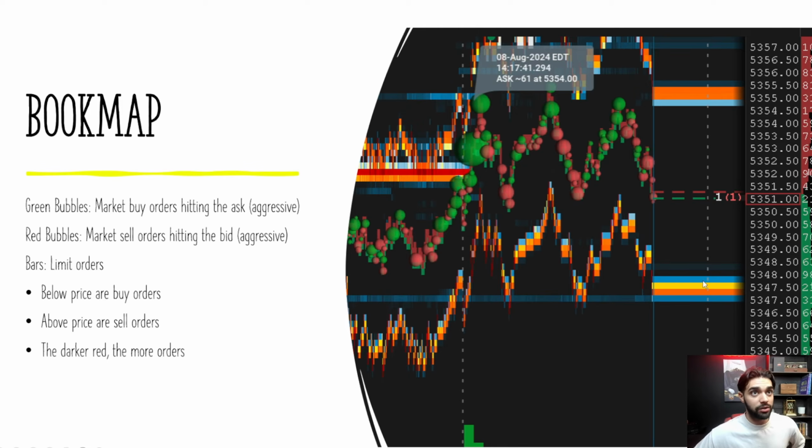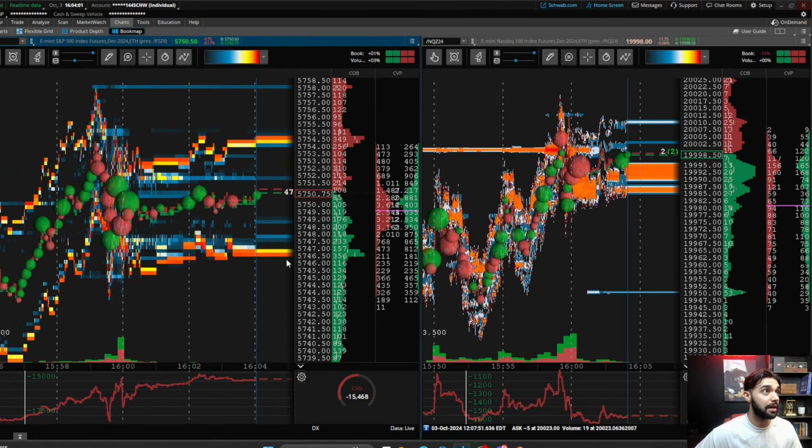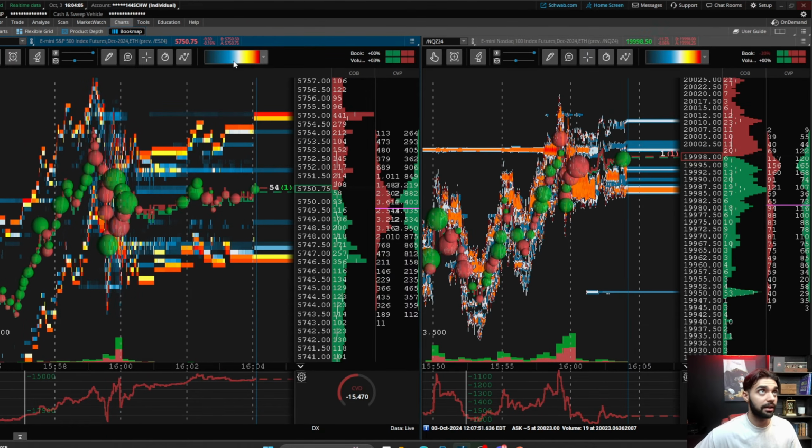The bars you see in the chart here are all the limit orders, right? That's all it is. Sorry about that. If the bar is below price, it's a buy order. If the bar is above price, it's a sell order. Simple as that. I messed up a little bit there. And again, the darker the red these bars are, the more orders are actually sitting there. I have a Bookmap on Thinkorswim I use sometimes, and it'll actually show you right here, there's 356. It'll be darker red. This is the gradient here.